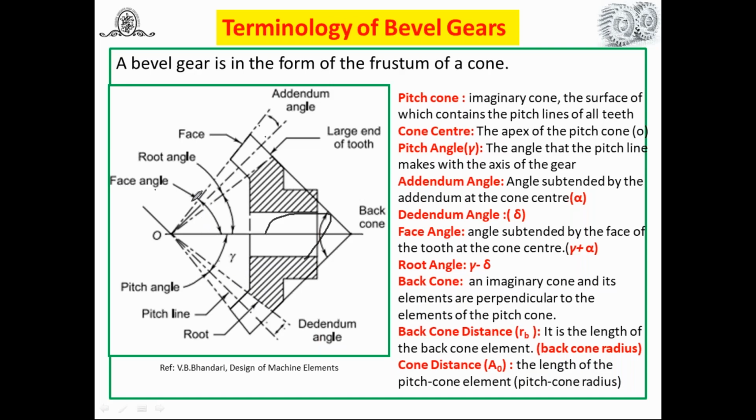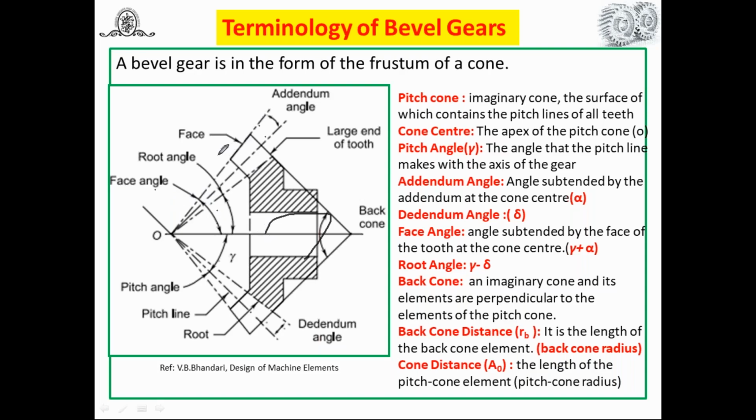When we are going to find the face angle, what is the face angle? It is the angle this face makes with the axis of the bevel. But when we go up to the pitch line, it is the pitch angle plus the angle subtended by the addendum, the addendum angle. So face angle is equal to pitch angle plus addendum angle.